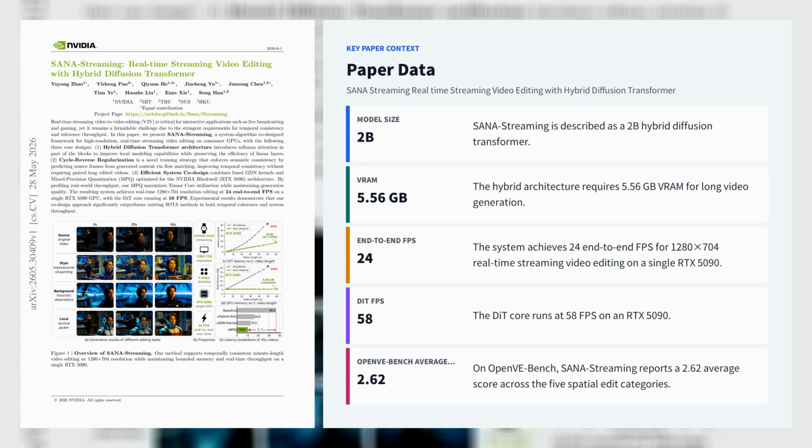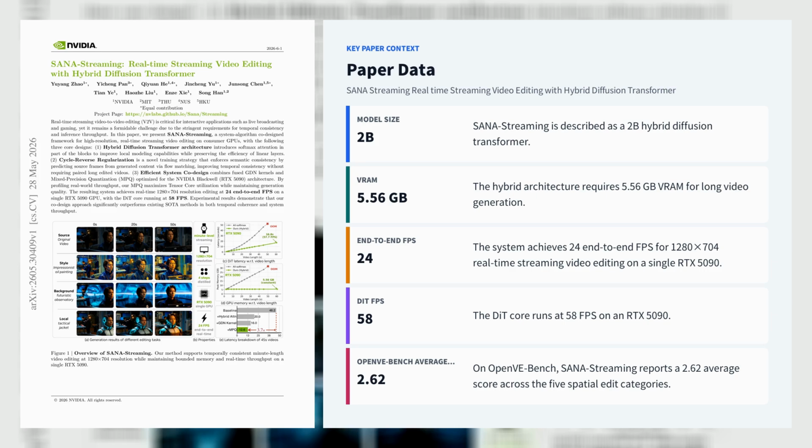The core model is a 2B hybrid diffusion transformer that interleaves 15 gated DeltaNet linear attention blocks with 5 softmax attention blocks, combining constant memory global recurrence with local window plus sink refinement. This hybrid design cuts VRAM to 5.56 GB and makes the DiT core run at 58 frames per second.